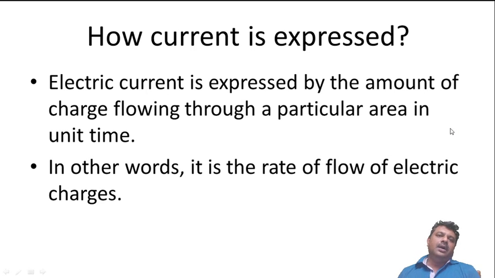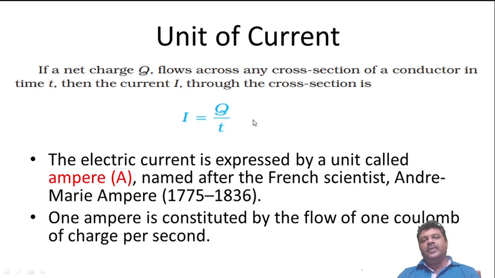Now, what is current we have seen? It's a flow of negatively charged particles, electrons. Continuous flow of electrons in a circuit is called current. Current is expressed by the amount of charge flowing through a particular area in unit time. In other words, it is the rate of flow of electric charges. How do we measure? If a net charge of Q flows across the cross section of a conductor in time t, then the current through the cross section is given by I = Q/t.